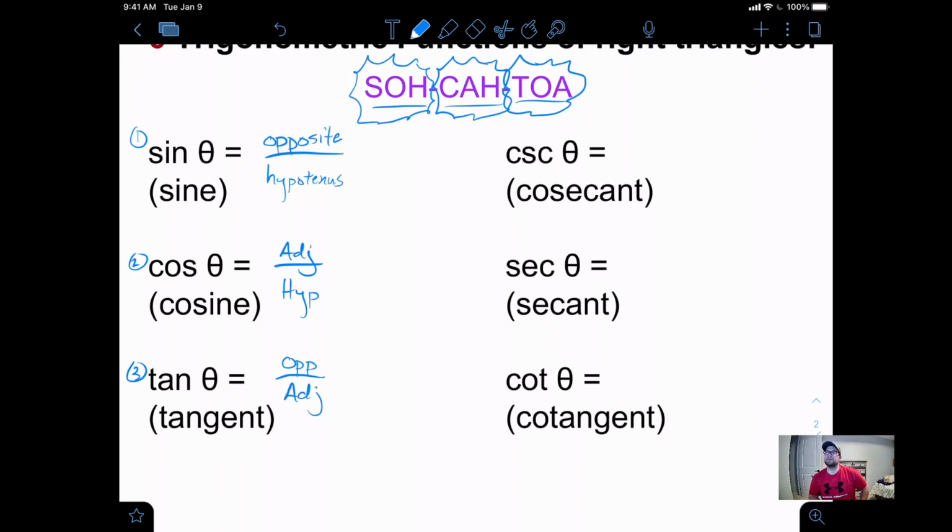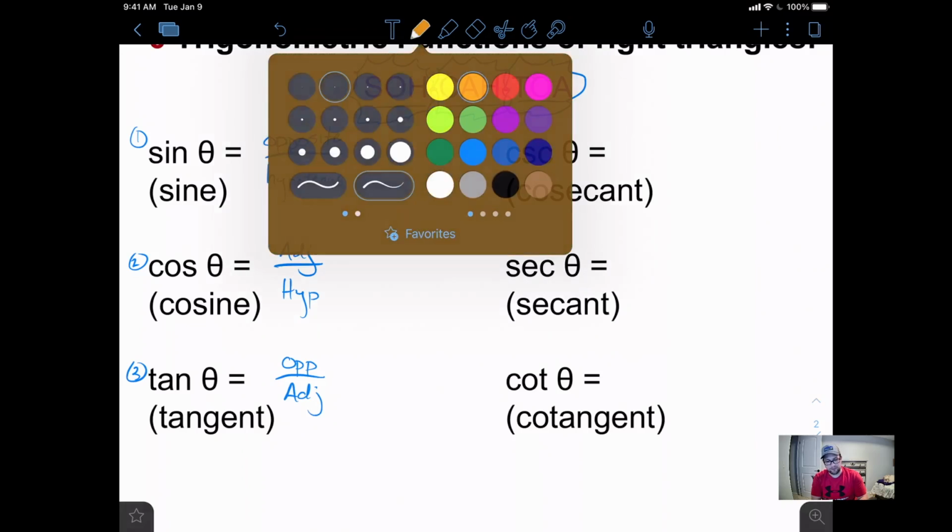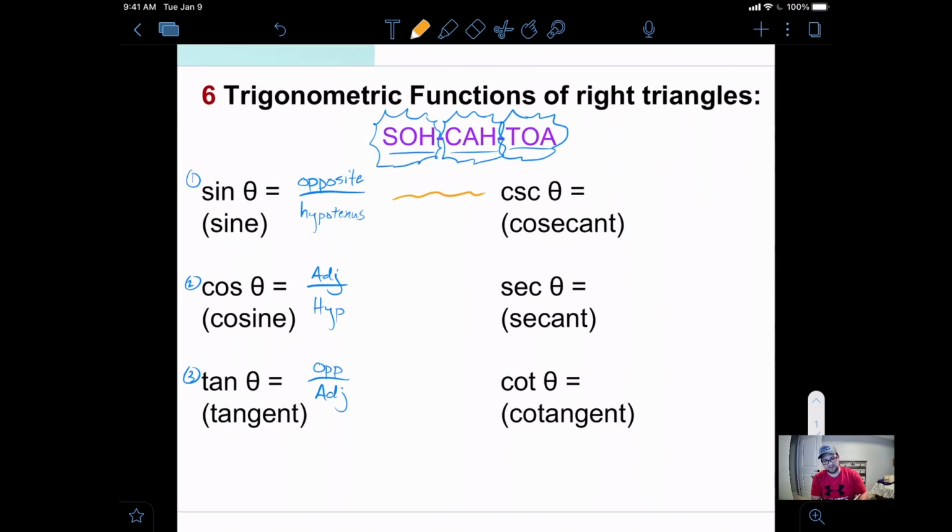Now, these are the main 3 trig functions, but across from them you can see 3 additional ones. CSC is cosecant. Cosecant is just the flip of sine, so this would be the hypotenuse divided by the opposite. Secant, which we denote SEC, is just the flip of cosine, so this would be the hypotenuse over the adjacent. And finally, we get cotangent, which is just the flip of tangent, so this is going to be the adjacent over the opposite.